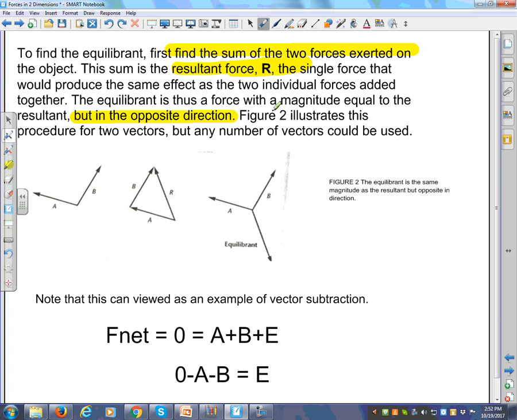Figure 2 illustrates this procedure for 2 vectors, but any number of vectors could be used. Okay? Now, some wise student, I don't remember who, I should have written down who it was, because they were pretty wise, said to me, Mr.